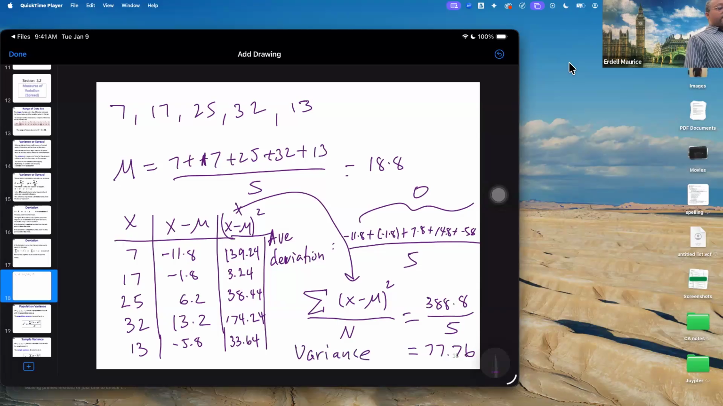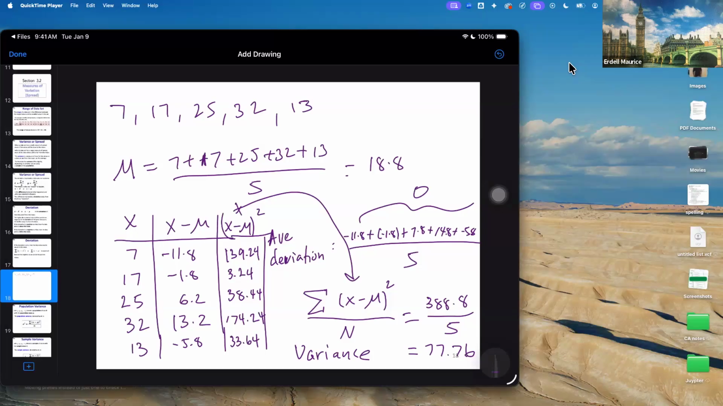We call it the population variance, to be more precise. But this number we've calculated right here is the variance. It is the average of the squared deviations. Questions there about the variance? It is a measure of spread.